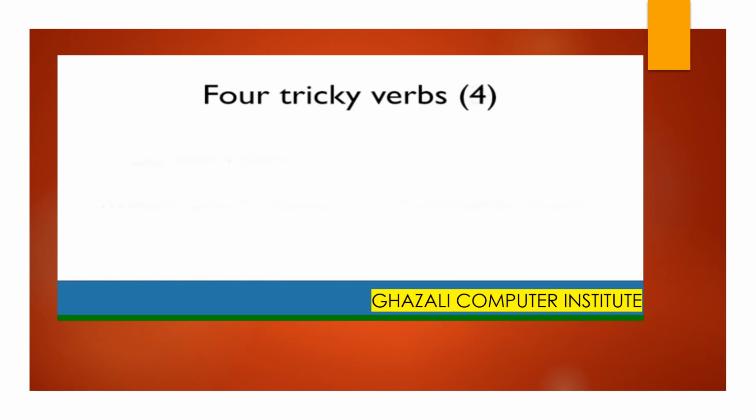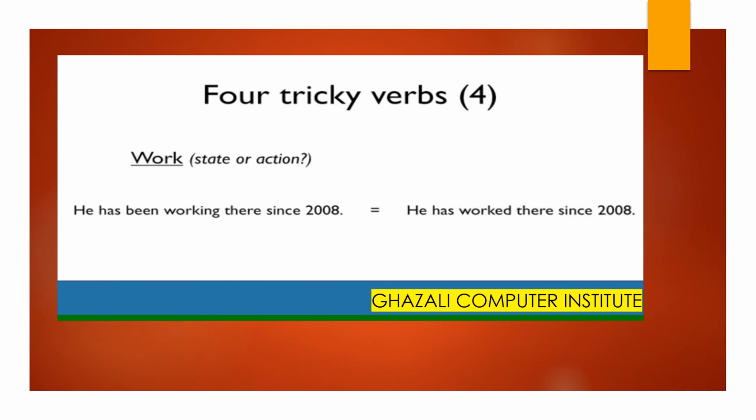And the same with the verb work. Sometimes it's an action. You can start and stop working, for example, on a project. And sometimes it's just your job. So there is that sense of continuity in it already. So feel which one is more appropriate. Both are correct. You can say, he has been working there since 2008, or he's worked there since 2008.